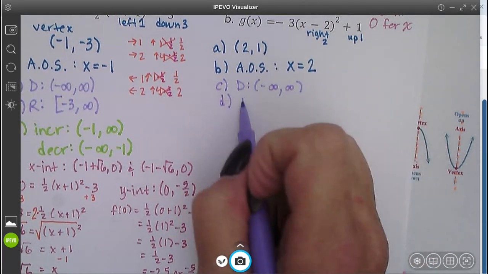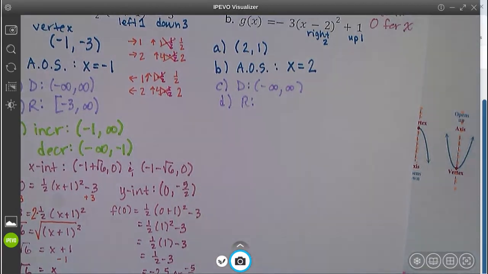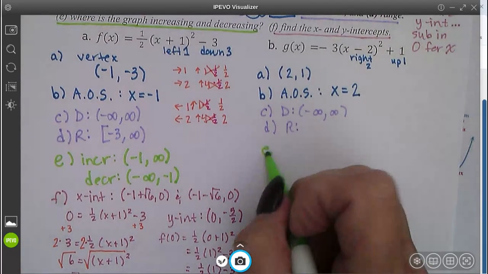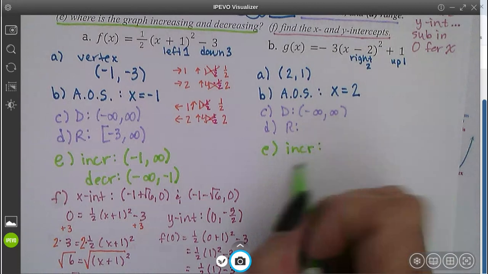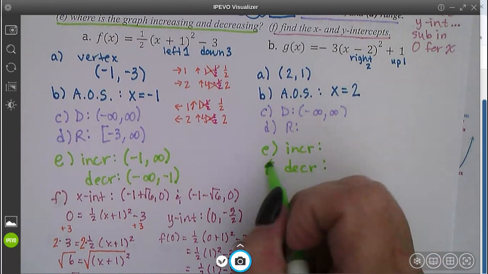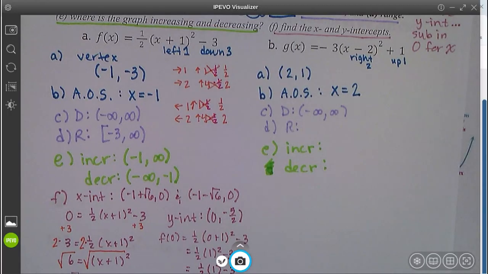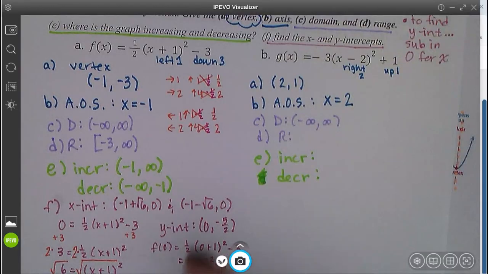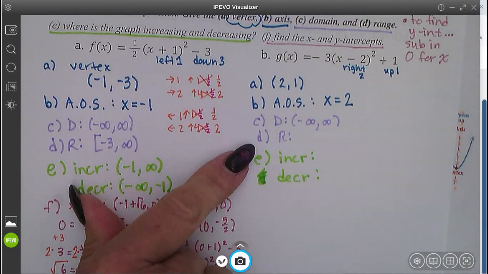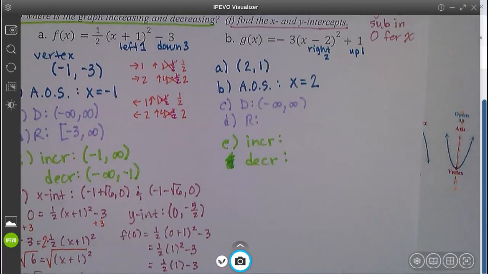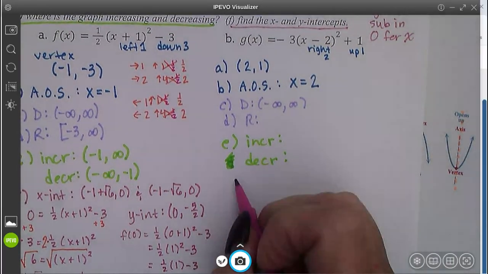I'll come back to range later. Next, increasing and decreasing, which I will come back to as well after I have my graph done. So when you're working on your My Math Labs, you should be graphing these on paper anyway. So go ahead and work all the way through your problem and then answer your domain and range questions and then fill out the rest of it on My Math Lab. But yeah. Then x and y intercepts.